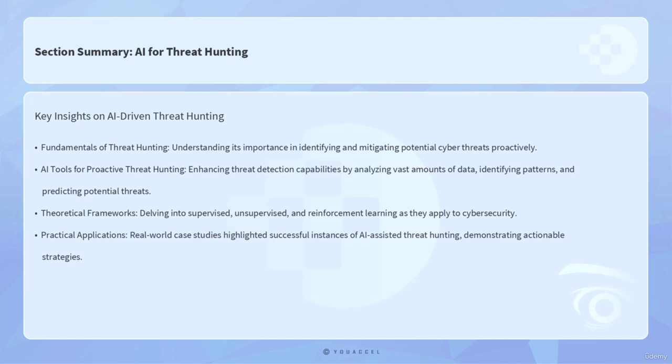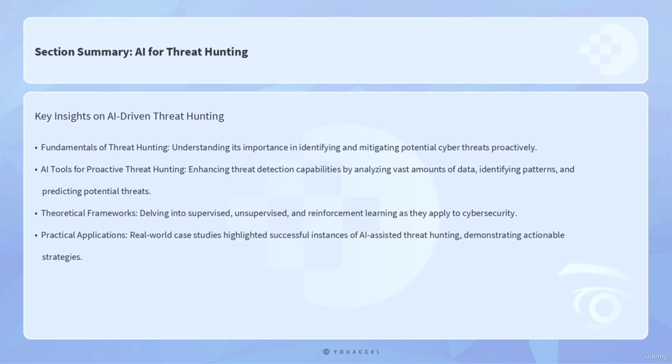Theoretical frameworks for AI-driven threat hunting were then introduced, providing a deeper understanding of how AI models are developed, trained, and implemented in threat hunting scenarios. You delved into the intricacies of supervised, unsupervised, and reinforcement learning as they apply to cybersecurity, gaining insights into model accuracy, training data quality, and the importance of ongoing model evaluation and adjustment.